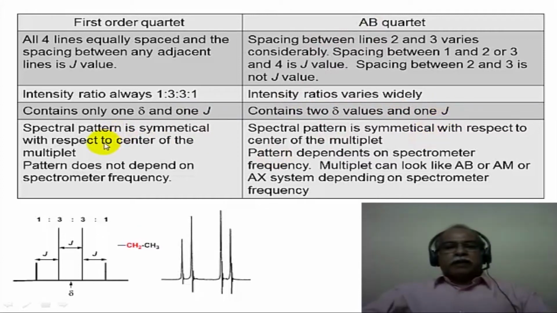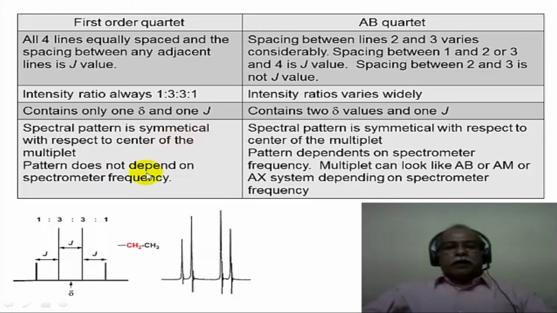The spectral pattern is symmetrical with respect to the center of the multiplet. What I mean is, if you consider the central point of this AB quartet or the simple quartet, on either side of the spectrum with reference to the center point, it is symmetrical, and that is what is meant by the spectral pattern being symmetrical with respect to the center of the multiplet. This is true for both the AB pattern as well as the first order pattern.